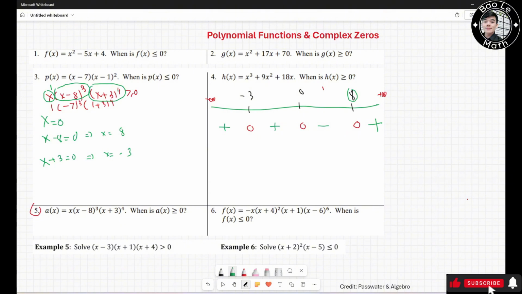Alright, so we need greater than or equal to 0, right? Which means we need this interval and we need this interval. So we just write negative infinity to 0, bracket, union, bracket, 8 to positive infinity.